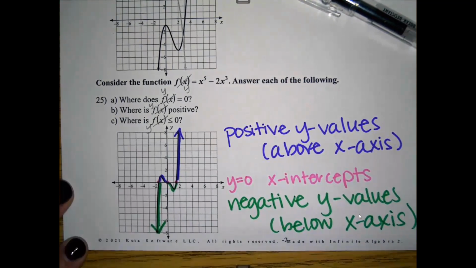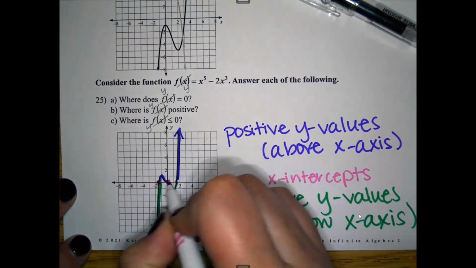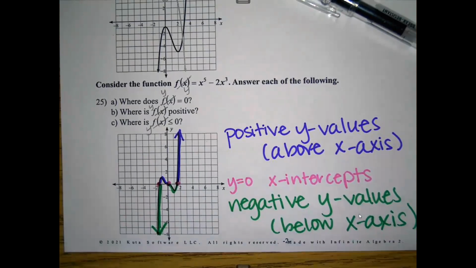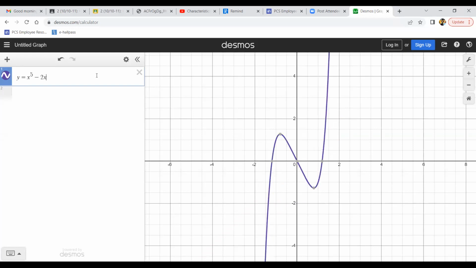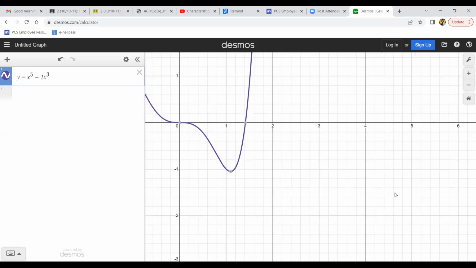So what should we do next in our picture? What were the numbers that we really needed to have labeled? We needed the x-intercepts. Okay, so let's go ahead and graph this on Desmos because we do need those x-intercepts to do our answers. So y equals x to the 5th minus 2x to the 3rd. Okay, there's our graph.